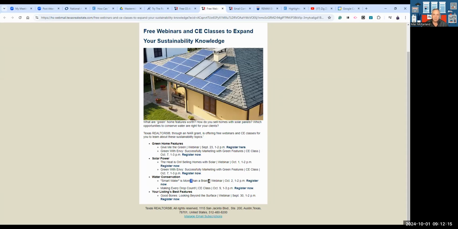There's smart water. There's people talking about using the smart water heaters and et cetera like that. And then the Good Bones was on September the 30th, so we missed that one. But there's some in here that you can do. It's free CE. Texas Realtors is offering it, focusing on the things that are actually becoming more common, more of an issue, if you will. Any questions on that one? The link is in the chat for you if you're interested in signing up for it.